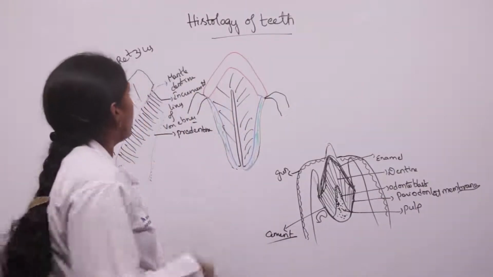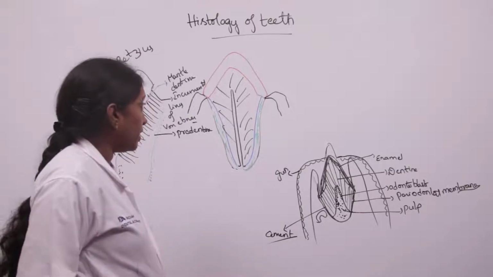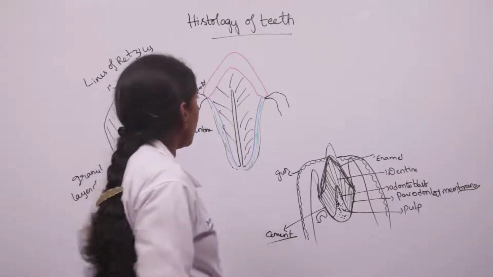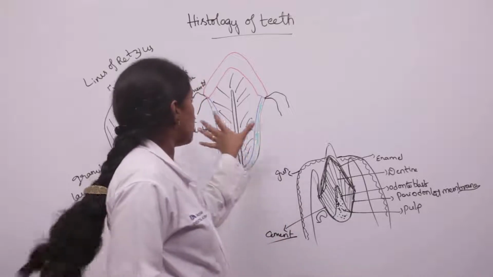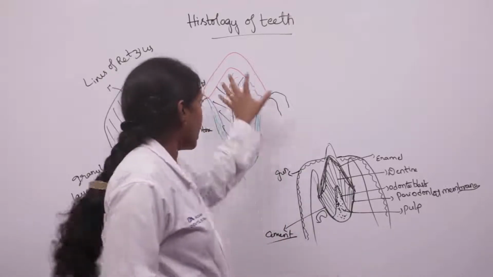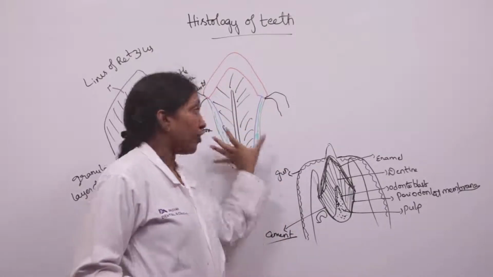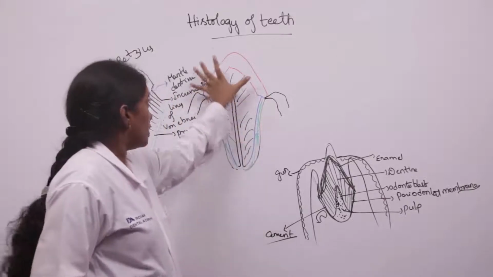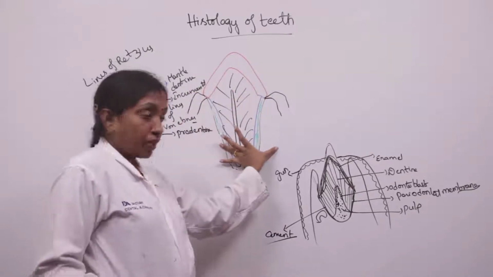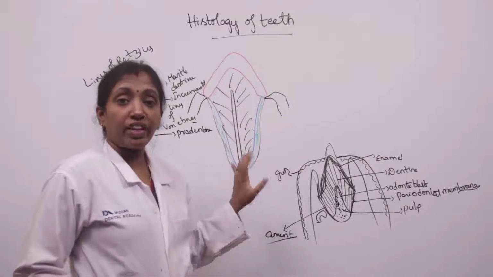Today we are discussing the histology of teeth. We know that the tooth has an upper area present above the gum, which we call the crown, and an area embedded in the gum, which we call the root. So this is the crown and this is the root.